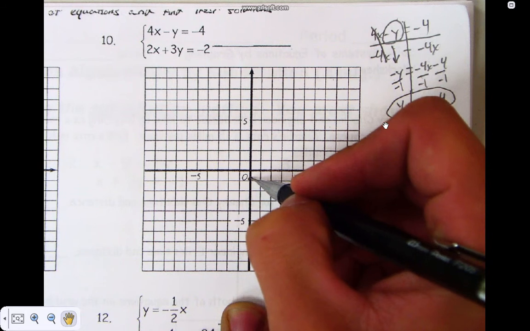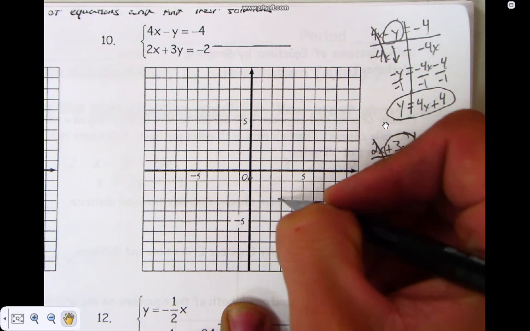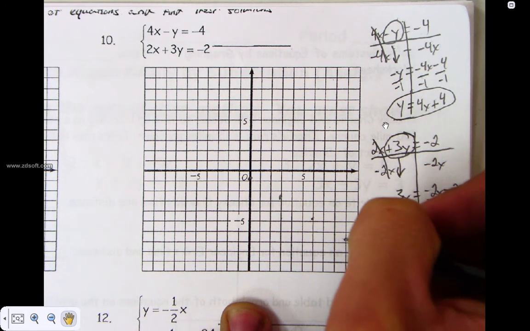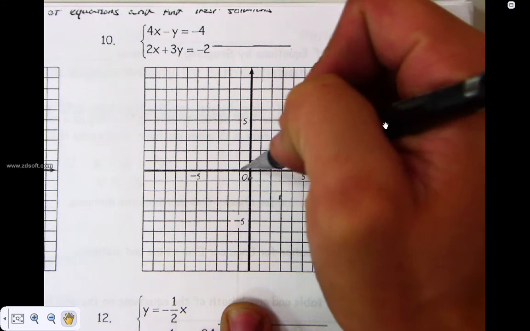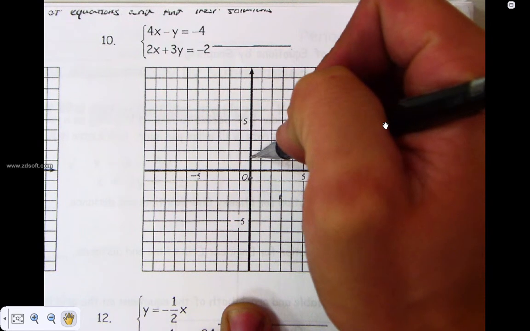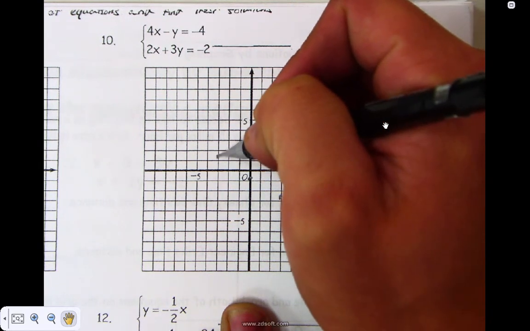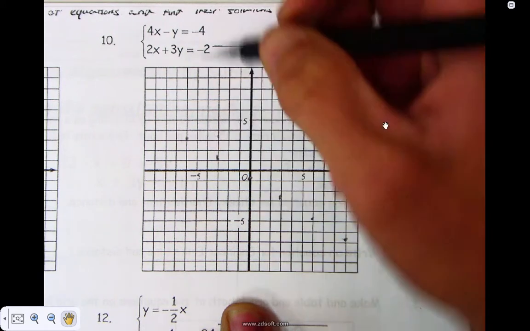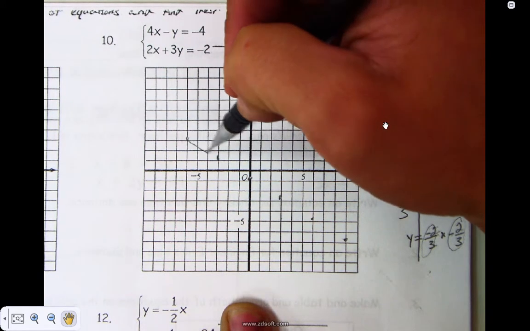So down 2, right 3. Down 2, right 3. Okay, and you can kind of see that straight line. You can also go up 2, left 3. Up 2, left 3. So there we go.